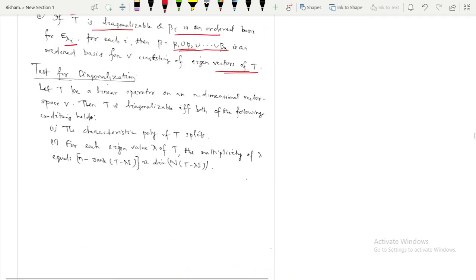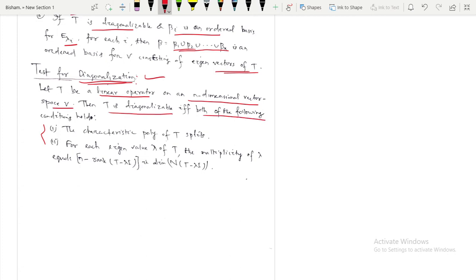Then the test for diagonalization. If a matrix or a transformation is given to you, how will you test it for diagonalization? See, there are 2 points. Let T be a linear operator on an n-dimensional vector space V. Then T is diagonalizable if and only if both of the following conditions hold. If both hold, then we will say that T is diagonalizable. First, the characteristic polynomial of T splits. Whatever characteristic polynomial of T you get, that should split.